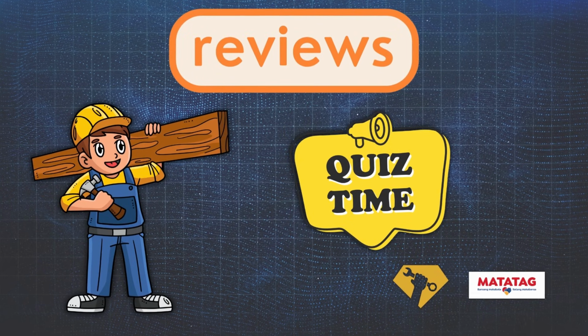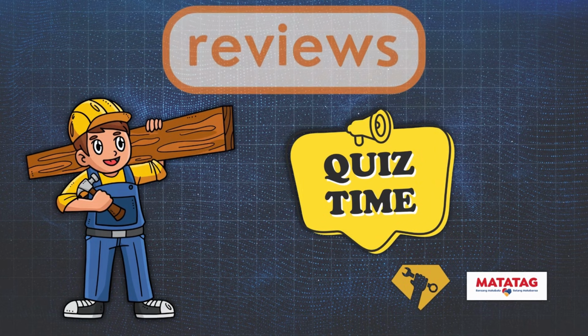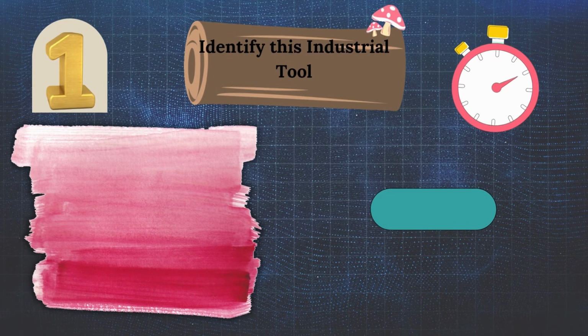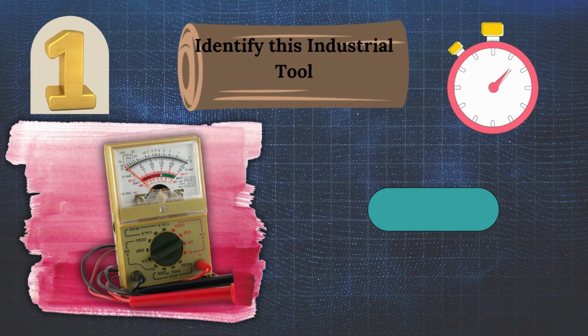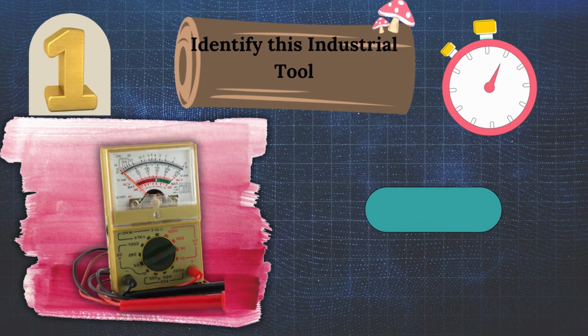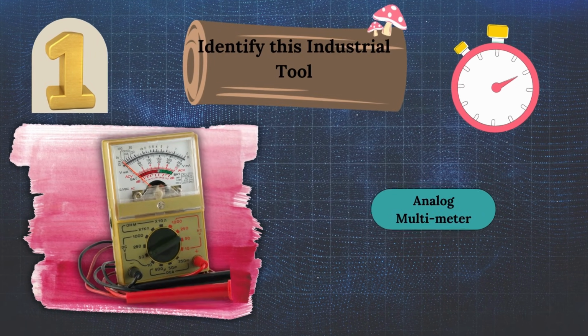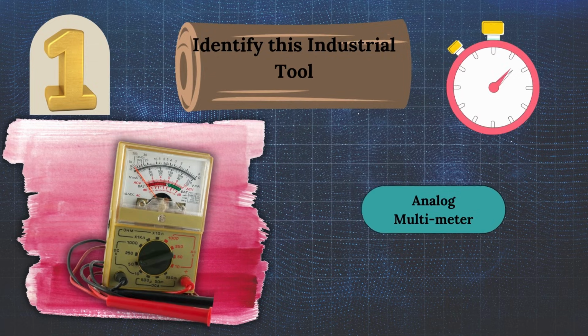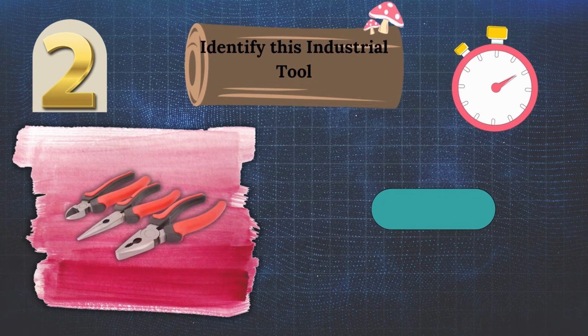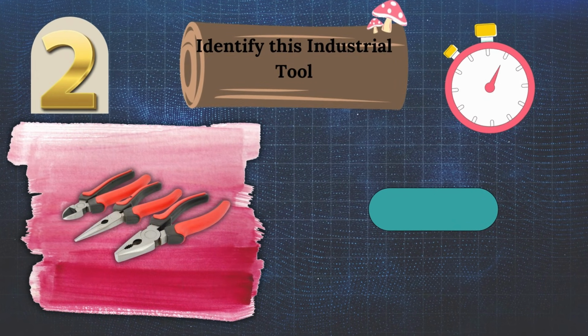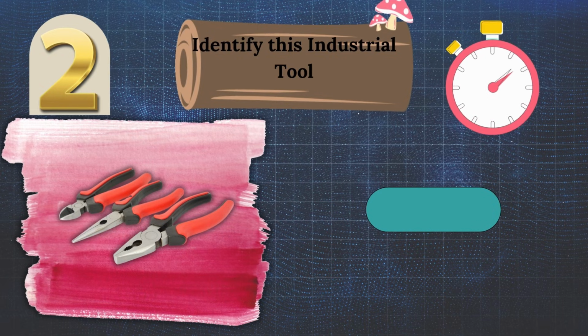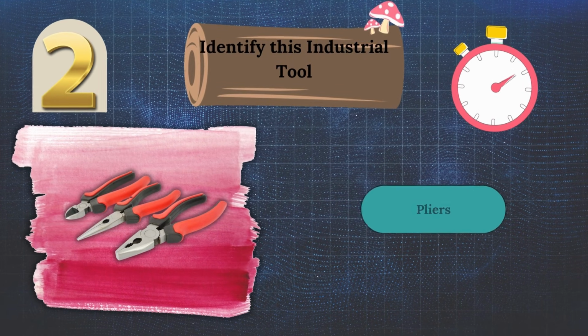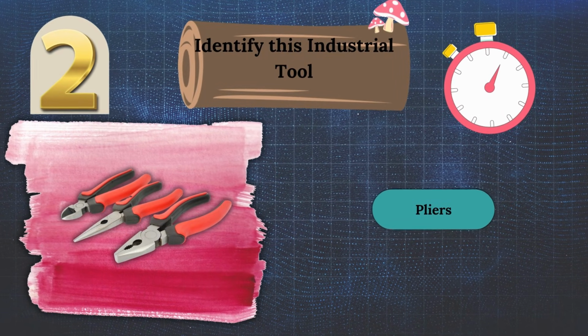This time we are going to identify what industrial tool is shown on the screen. Number 1, what industrial tool is this? Very good. Analog multimeter is correct. Number 2, what is this industrial tool? Very good. Pliers are correct.